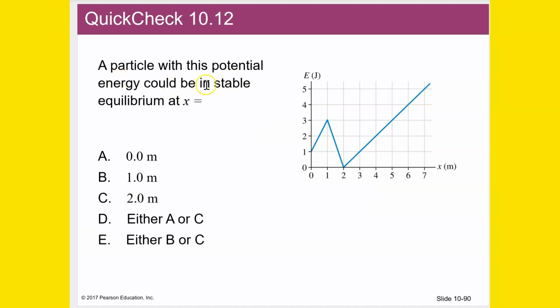A particle with this potential energy could be in stable equilibrium at x equals what? Remember, stable equilibrium occurs at a minimum of the potential energy curve. So there's a minimum here at 2. So I would choose 2.